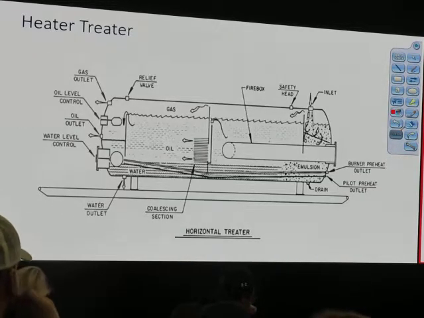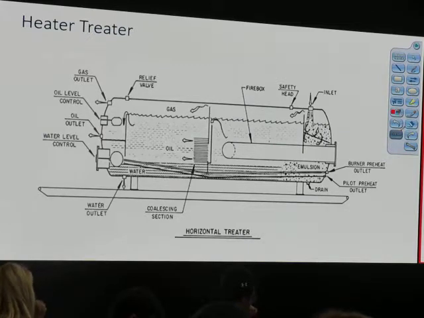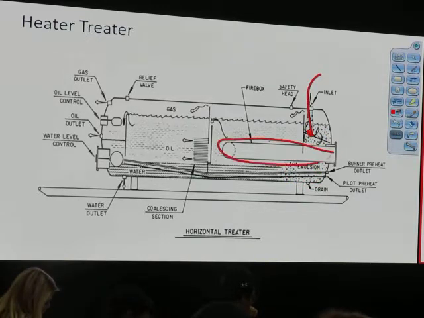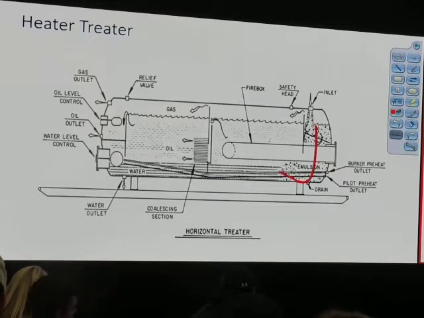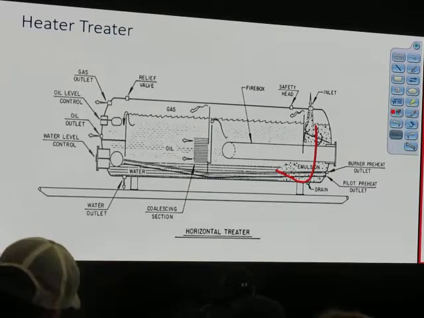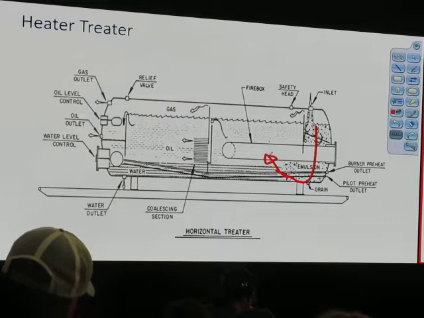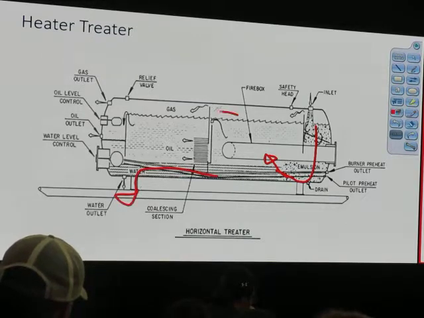It can be a horizontal heater treater. It operates the same way. Okay. We have emulsion coming in. Okay, this is emulsion. The inlet goes in here and has a heating element. Emulsion comes out hot. When it's hot, it helps separation. Oil goes to the top, water goes to the bottom, and we may have some gas. Good? Yes? Alright.